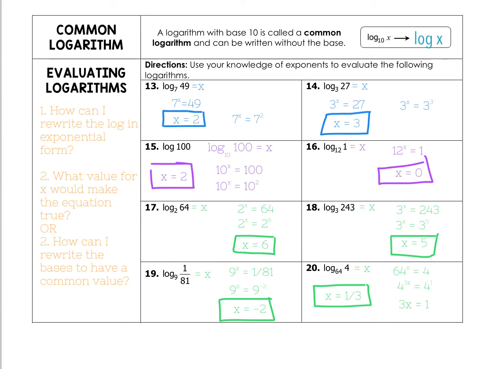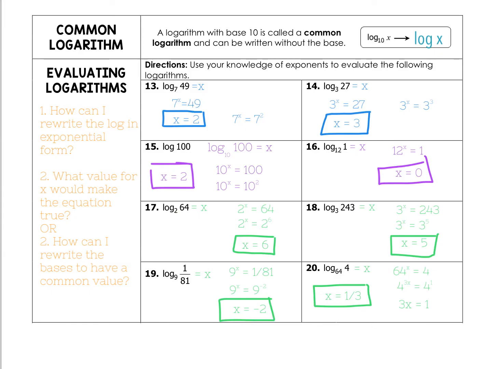So in 17, I know that it's 2 to the x equals 64. So I thought, 2 raised how many times will give me 64? So I got 6. In 18, 3 to the x equals 243. So how many times can I raise 3 to a power and get 243? And that's 5. And then 19, this included a fraction.